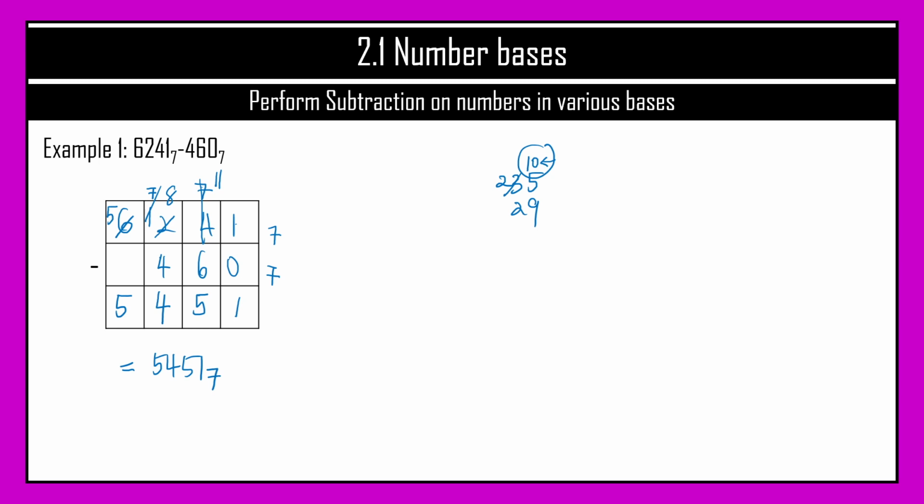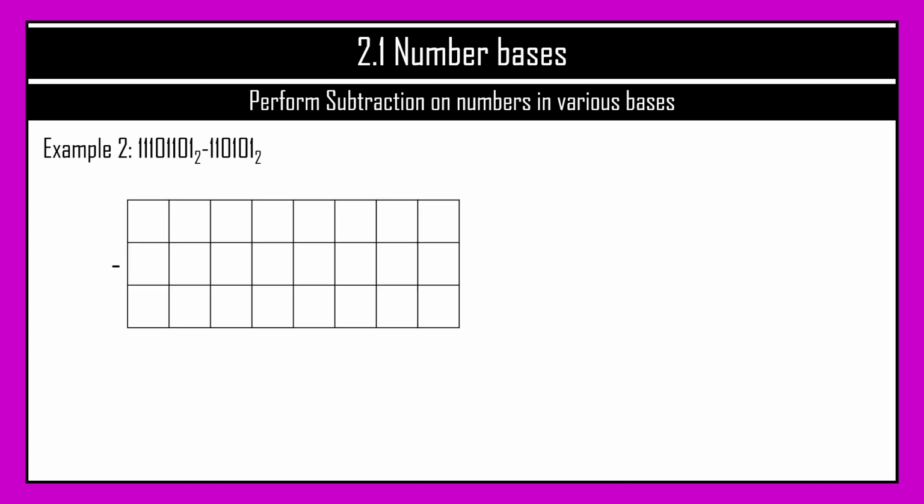Okay, let's try another. Okay, so we got this. I'm going to write them down, which is 1, 1, 1, 0, 1, 1, 0, 1. Okay, minus, I'm going to start from the back, 1, 0, 1, 0, 1, 1. Okay, both of them are in base 2.